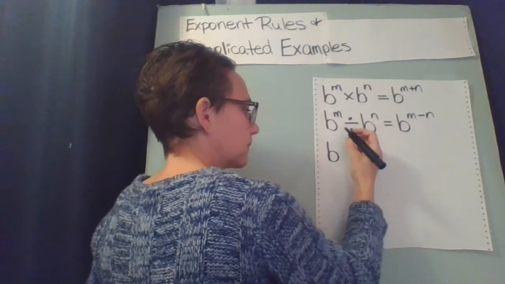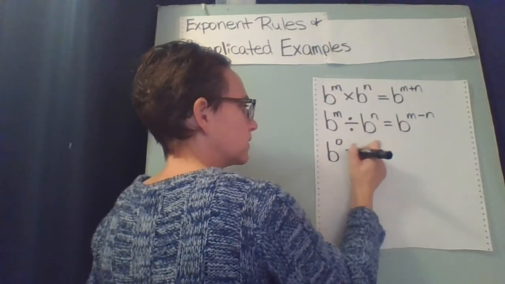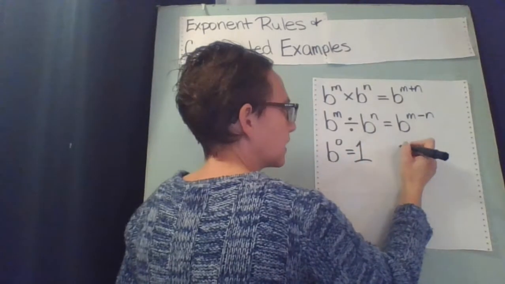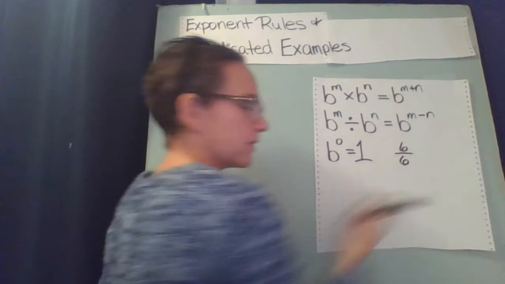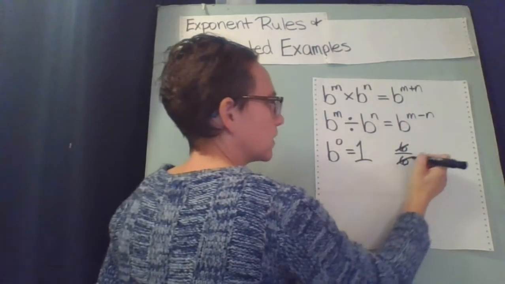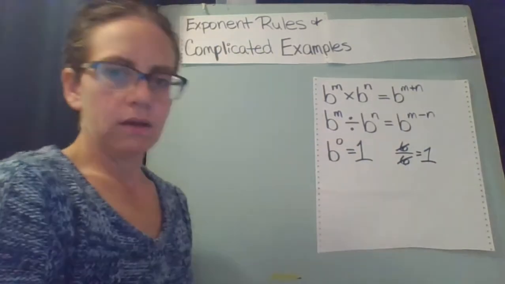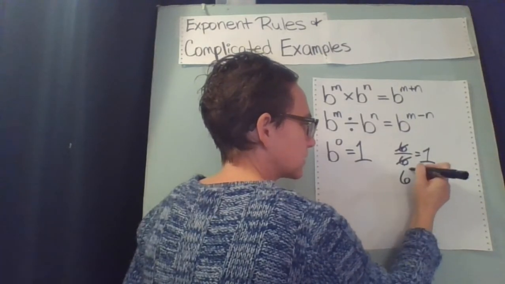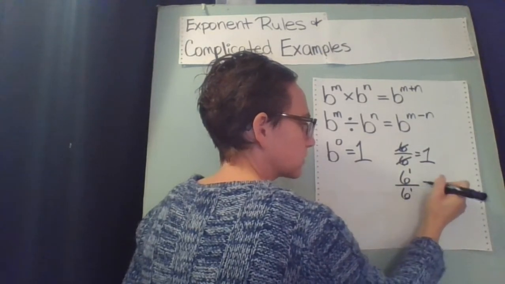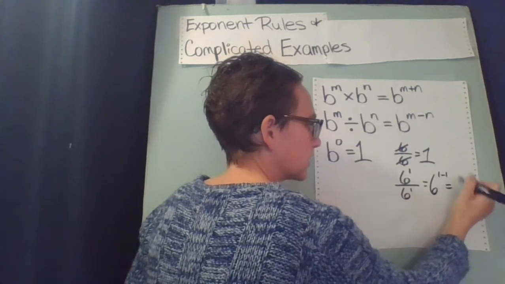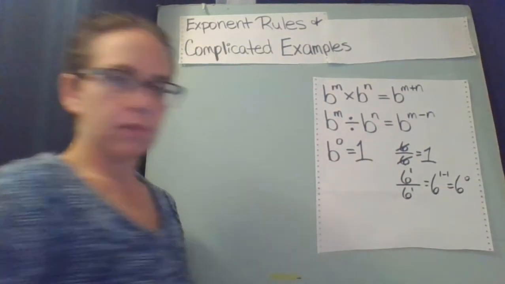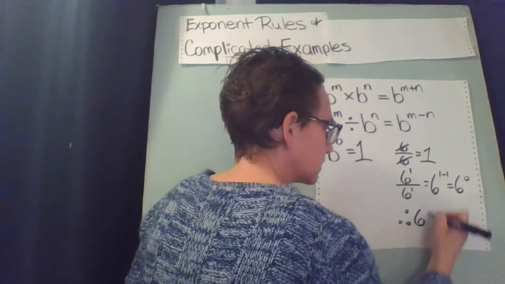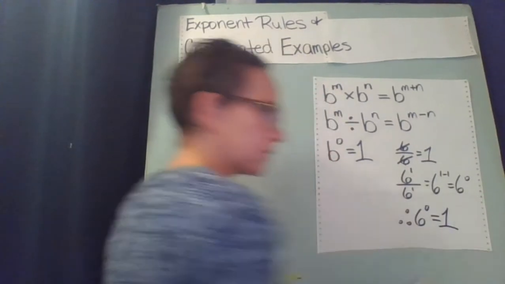If I have something to the exponent 0, remember that comes out as 1. So that would be like, say we have 6 divided by 6, right? Cancel them out and we're left with 1. If I use my dividing rule, that's the same thing as 6 to the exponent 1 divided by 6 to the exponent 1. 1 minus 1, that gives me 6 to the 0. Right? So they're the same. So that means 6 to the exponent 0 is 1.